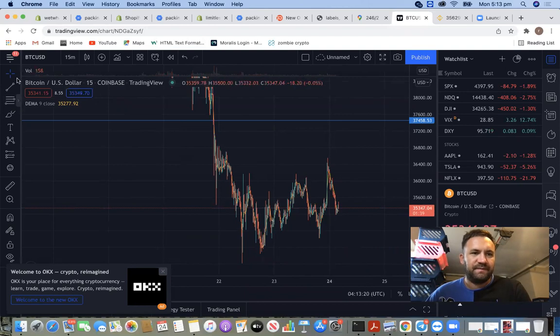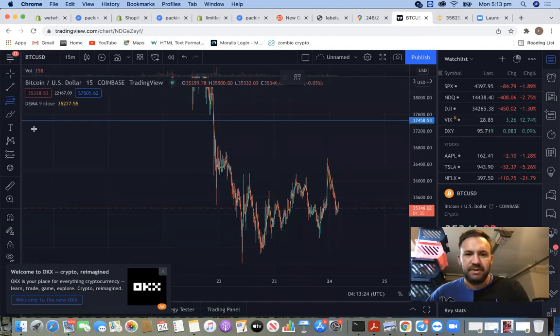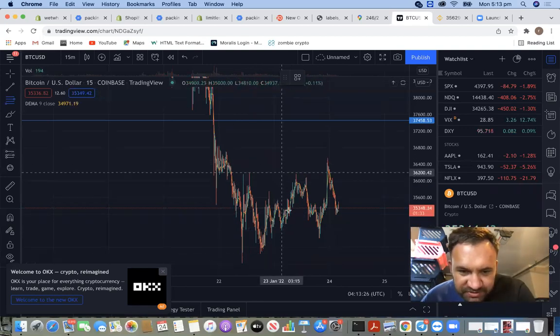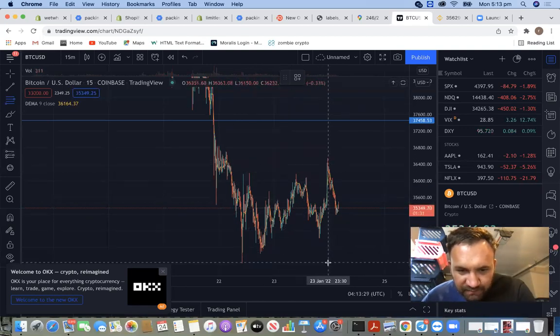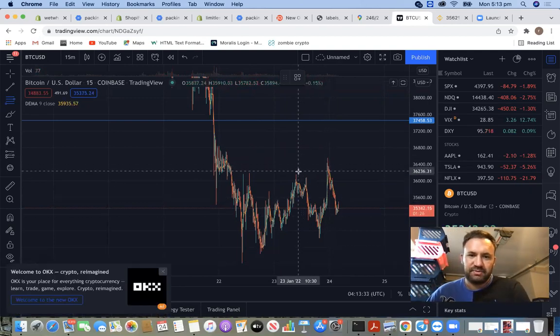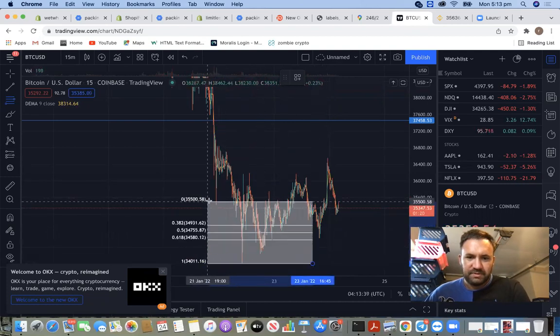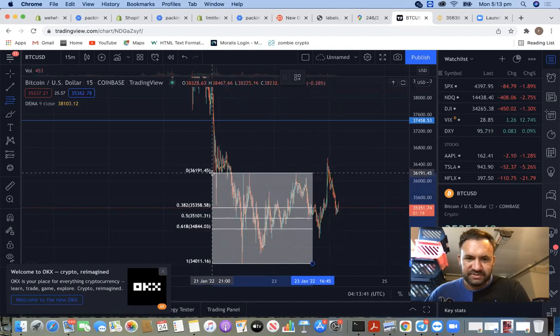Okay, so if you want fib retracement, it is just over here. Fib retracement. Bingo. When you're using fib retracement, you basically go from the bottom of the last candle to the top of the candle. So from here, we're going to call this bottom, to the top, just there. That's the top that I counted there.